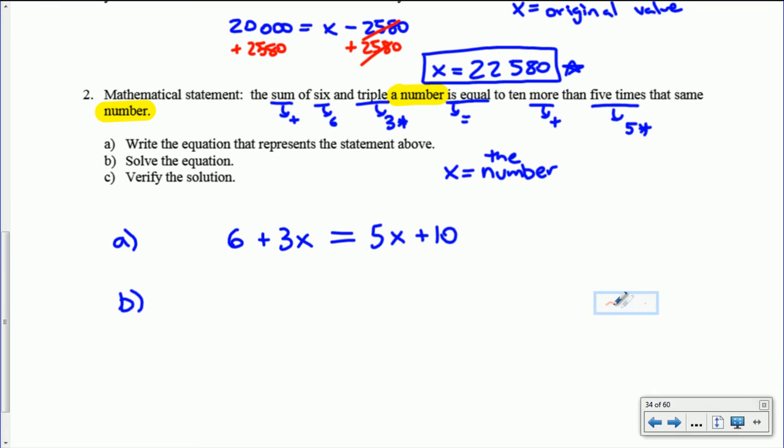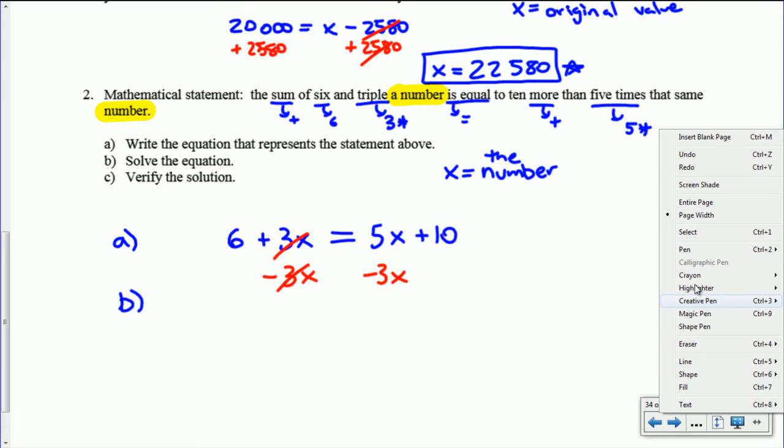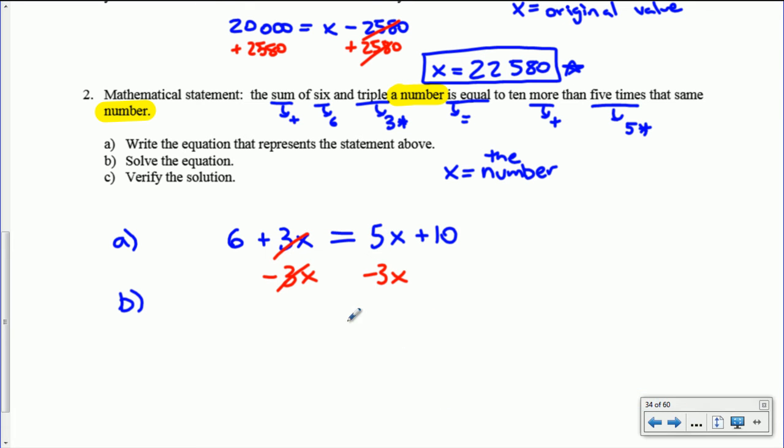So let's do sort of opposite operations. We want to get all the numbers to one side and all the letters to the other side. So I'm going to choose to bring all the letters to the right side. So in order for me to accomplish that, I'm going to subtract 3x from both sides. 3x minus itself on the left is simply 0. And 6 remains on the left. And 5x minus 3x is 2x. And we still got that 10, so that needs to carry forward.